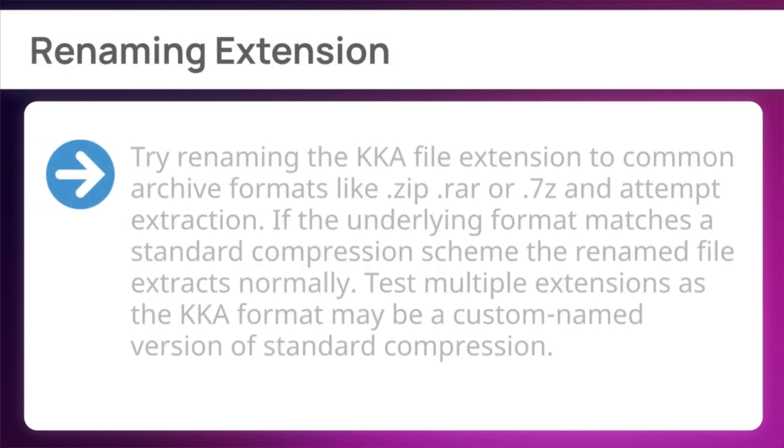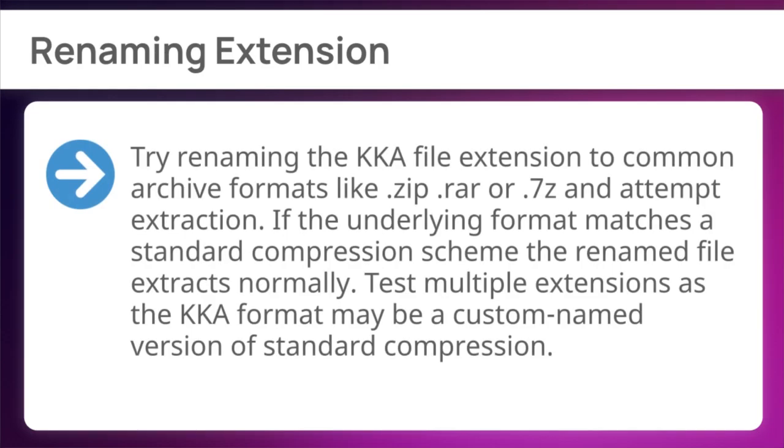Next, renaming the extension. Try renaming the KKA file extension to common archive formats like .zip, .rar or .7z and attempt extraction. If the underlying format matches a standard compression scheme, the renamed file extracts normally. Test multiple extensions as the KKA format may be a custom-named version of standard compression.